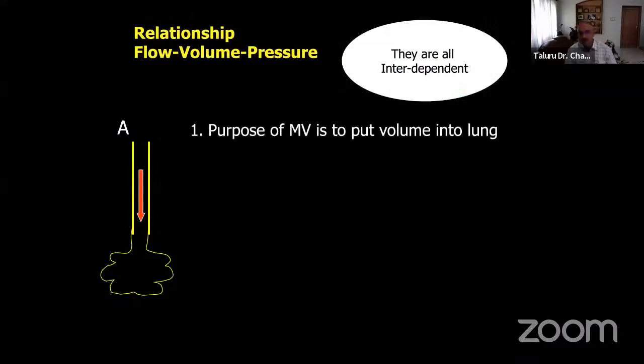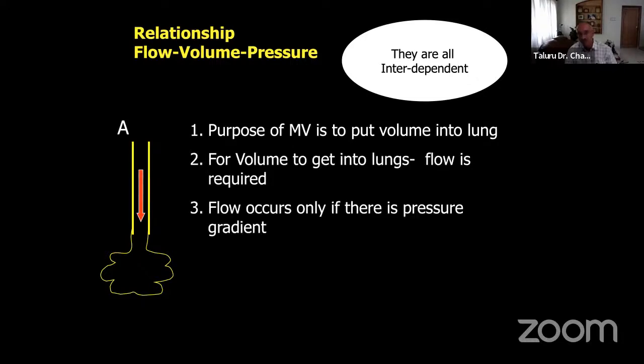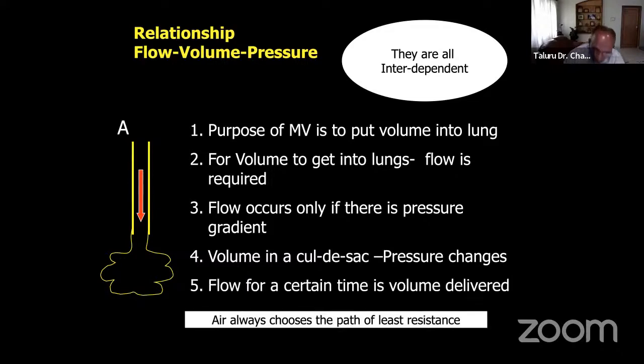The purpose of mechanical ventilation is to put a volume into the lung. For volume to get into the lung, flow is required, and flow occurs only when there is a pressure gradient. And there are two ways of creating a pressure gradient, positive or negative pressure. In a cul-de-sac, volume changes pressure, and air flowing for a certain time is the volume delivered. And air always chooses the path of least resistance. These are some of the physiological aspects. You can't change this. So once you understand this, then the clinical deduction starts.